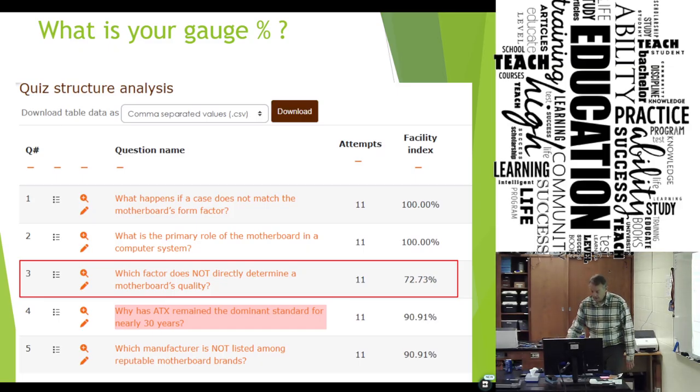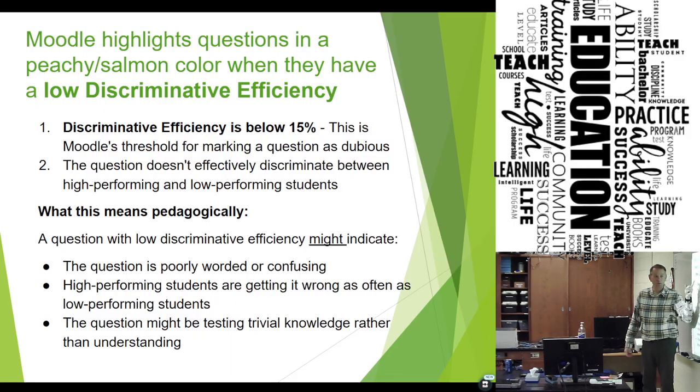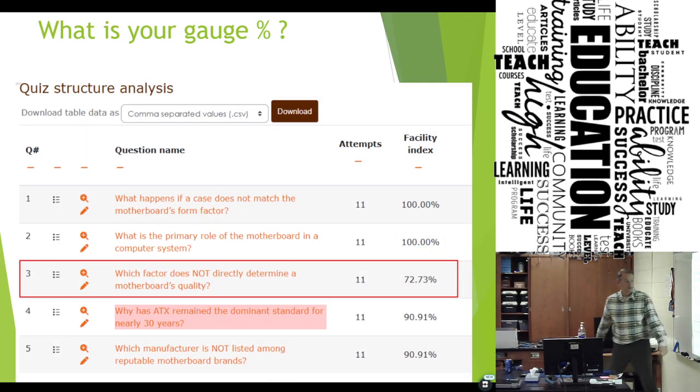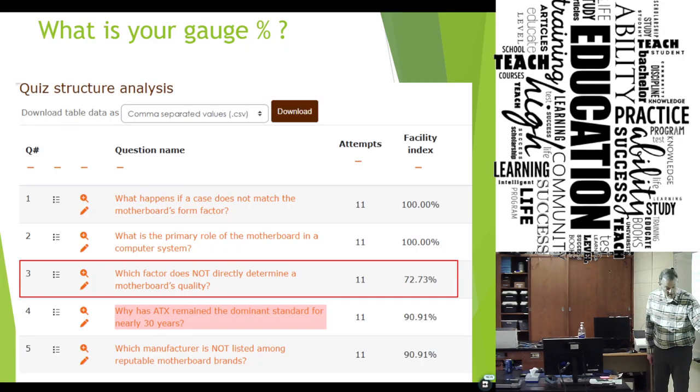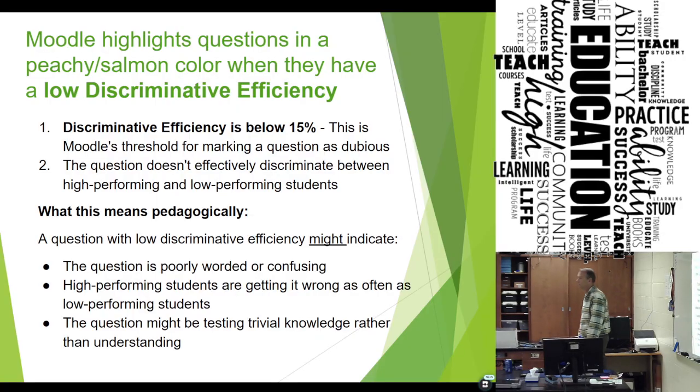Okay, that is an interesting question. Why is it red? It's red because it says the discriminant efficiency is below 15%. I had to look this up. I had no idea. It means it thinks it's a bad question. Even though 90% of them got it right, 90% got that right, 90% got that right, this one it thinks is a good question, and this one it does not. It thinks that it's too easy or it's not testing what I want.